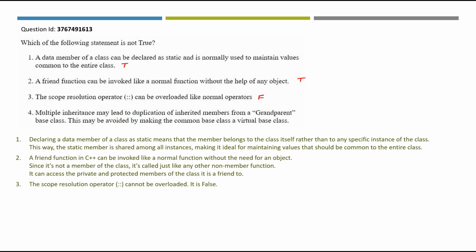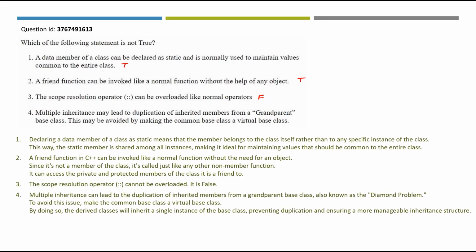Multiple inheritance may lead to duplication of inherited members from a grandparent base class. This may be avoided by making the common base class a virtual base class. This is also true. The duplication of inherited members issue is actually known as the diamond problem. To avoid this issue, we can make the common base class a virtual base class. By doing so, the derived classes will inherit a single instance of the base class, preventing duplication and ensuring a more manageable inheritance structure. Option number 3 will be the right answer. This is the only false statement.